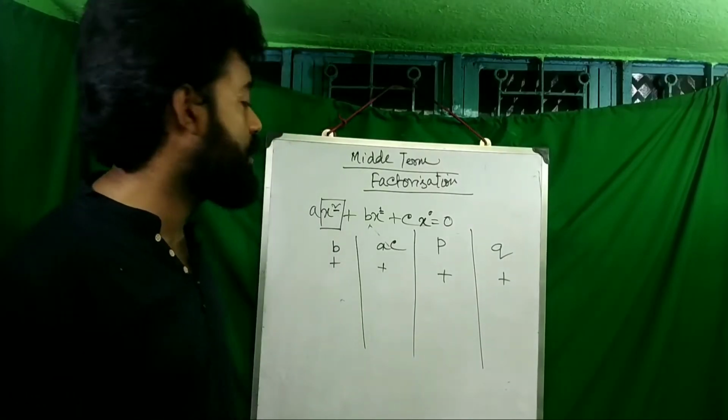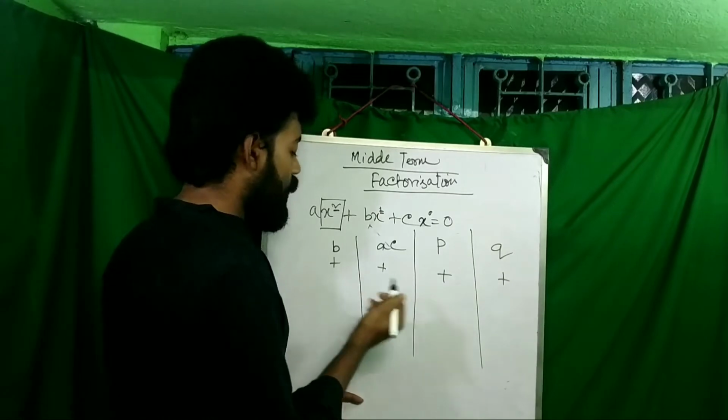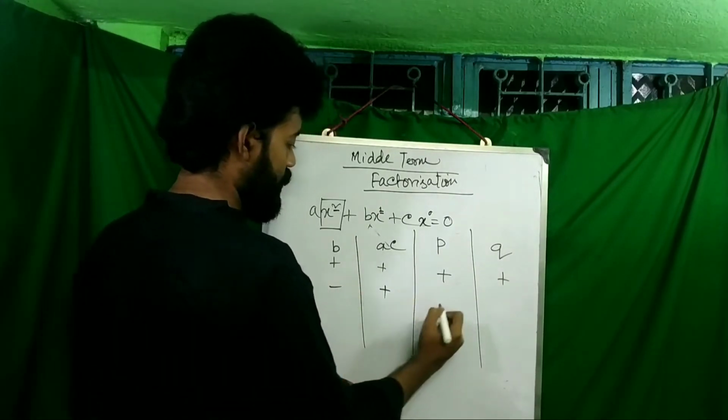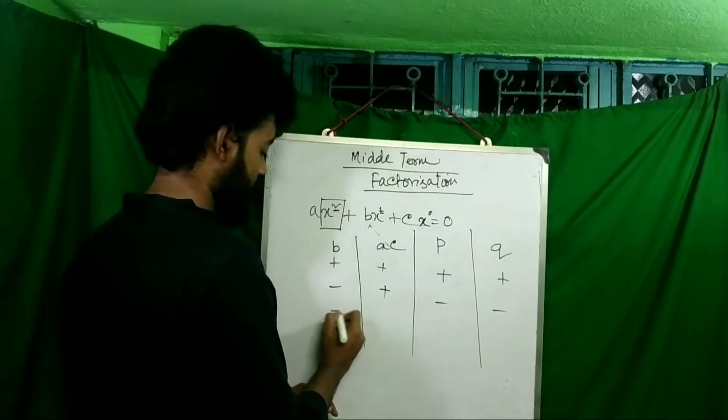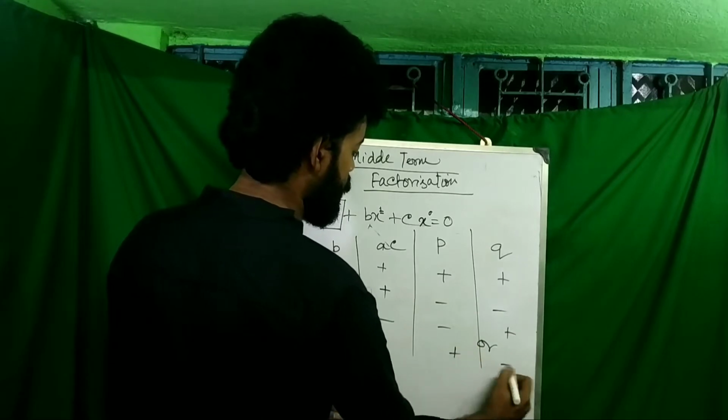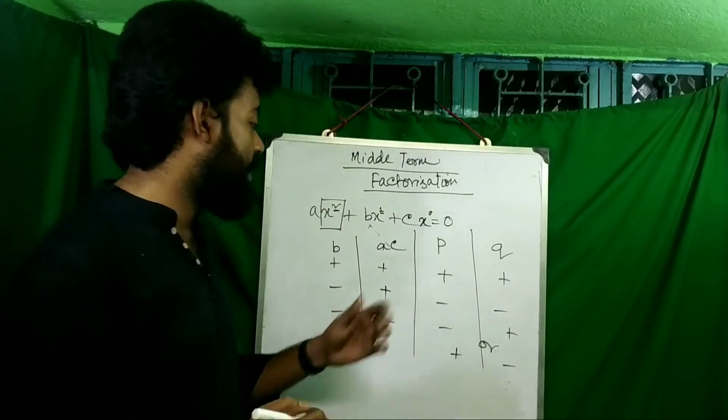Okay, now let's complete the table. Suppose first let me complete it. If this is minus and this is plus, and this two will be minus. If this is minus, this is minus, plus or plus minus. So what I have done here?